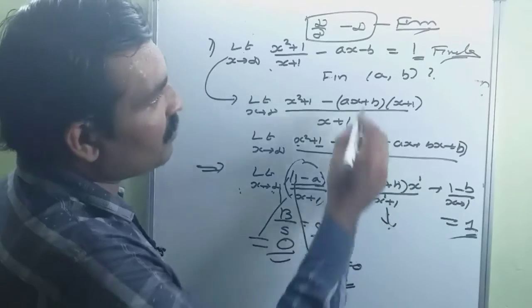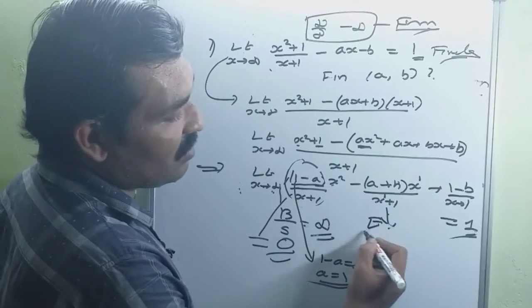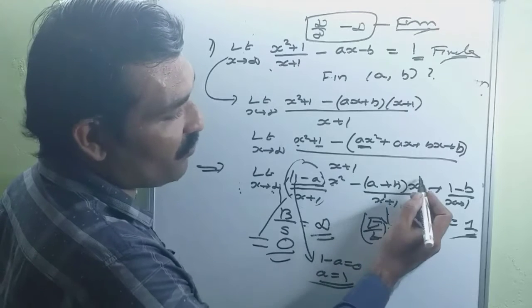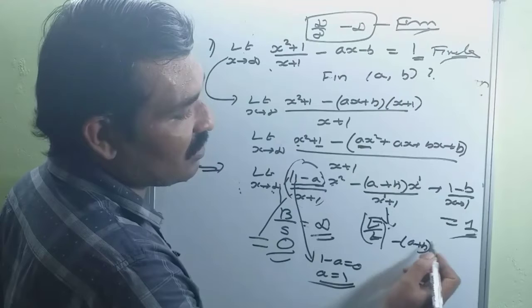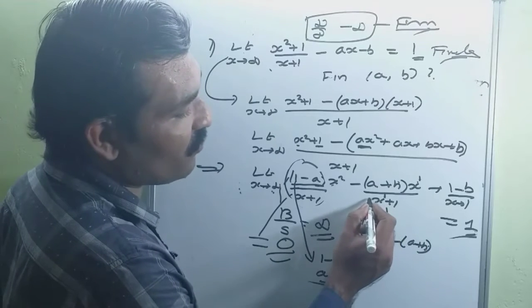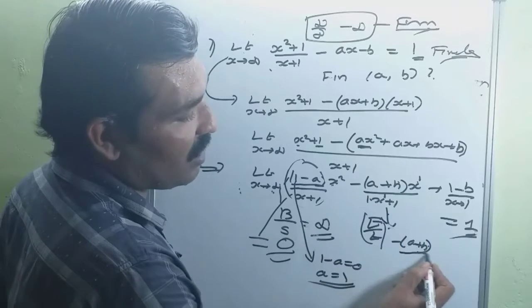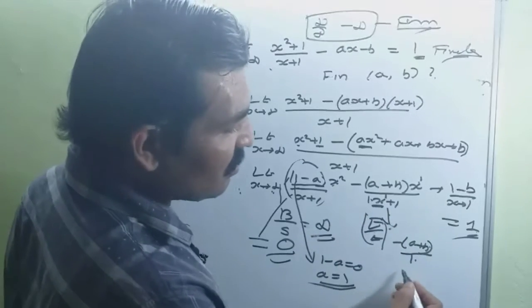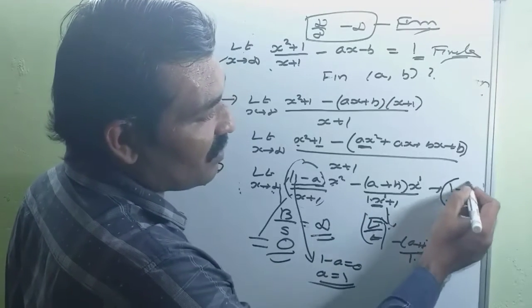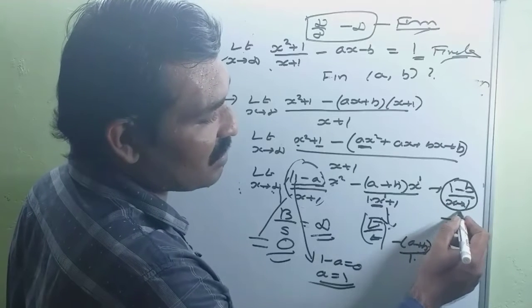So as limit x tends to infinity, this value becomes equal by equal form. So the coefficient of x is minus of a plus b in the numerator, and in the denominator the coefficient of x is 1. Okay, so for this term 1 minus b divided by x plus 1.